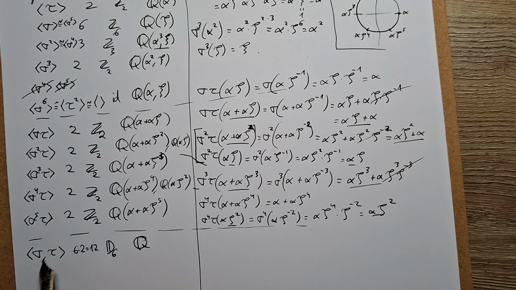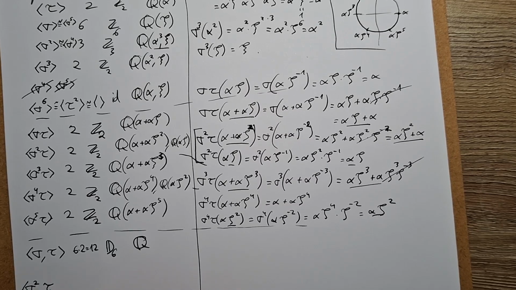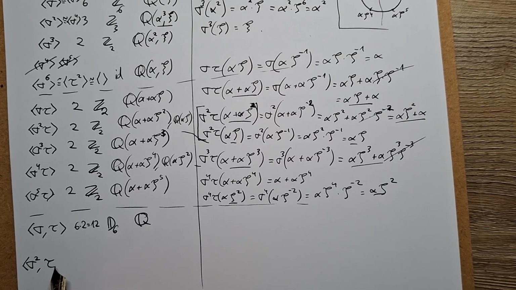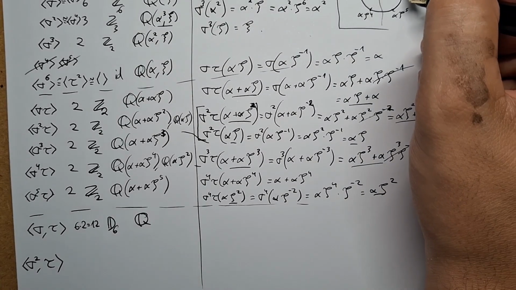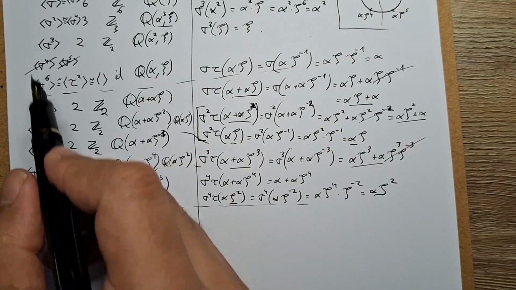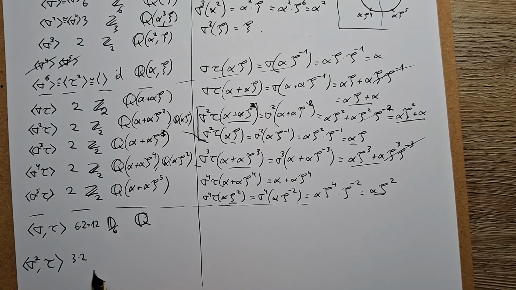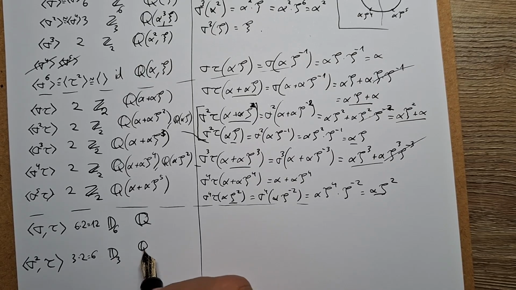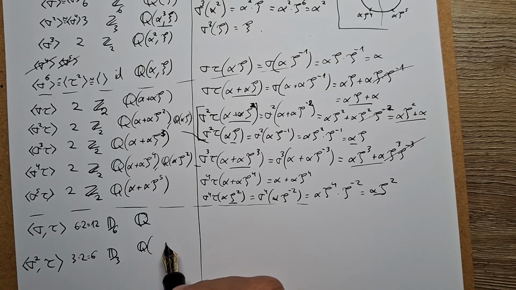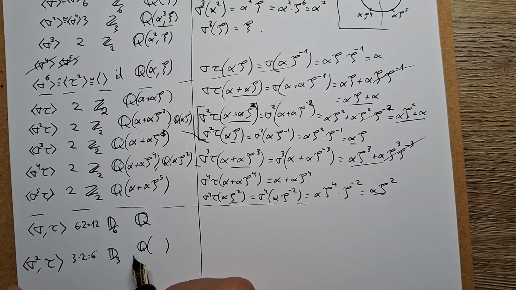Now, let's iterate this. We're going to use sigma squared tau. We don't square tau because we know that tau squared is again the identity. So sigma squared has order 3, as we saw before. In fact, it's here, order 3. Tau has order 2, so 3 multiplied by 2 is 6. This is the dihedral group of order 6, D3. Now, which is the fixed field that corresponds to this subgroup?